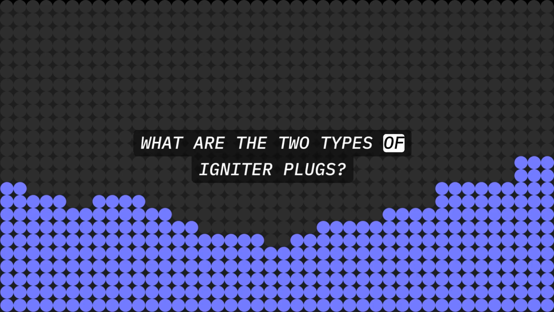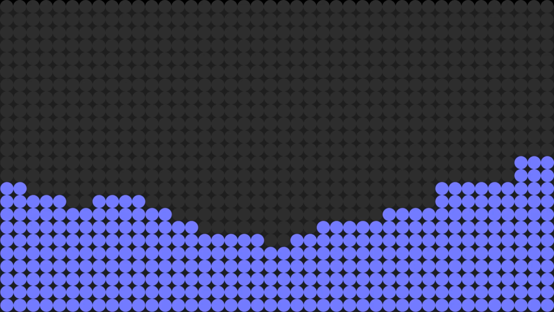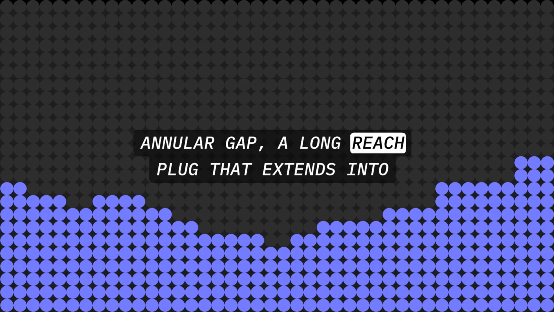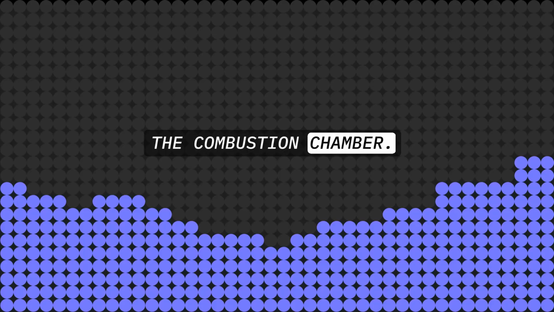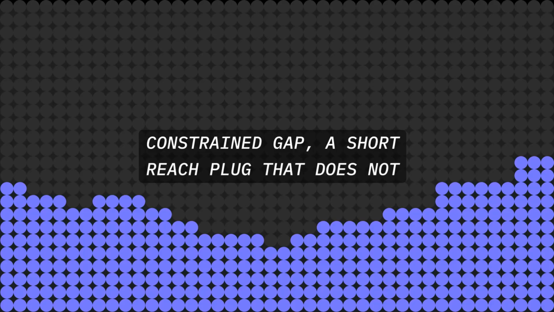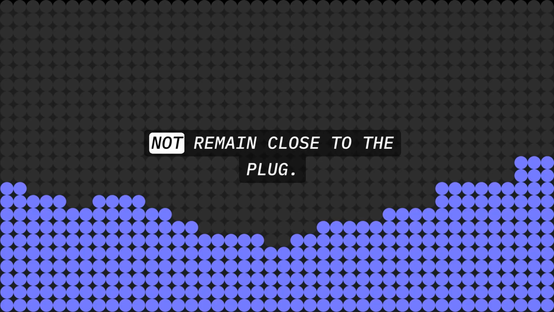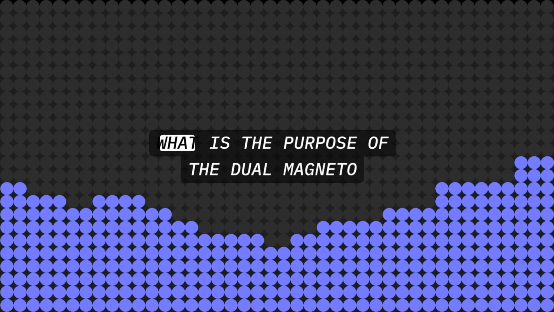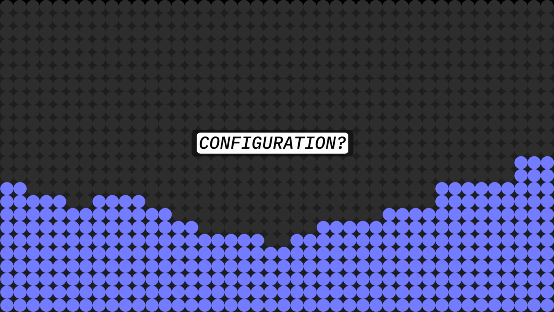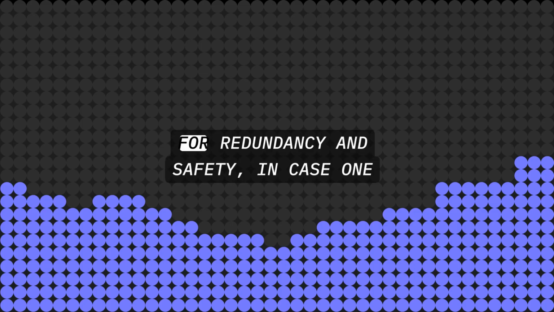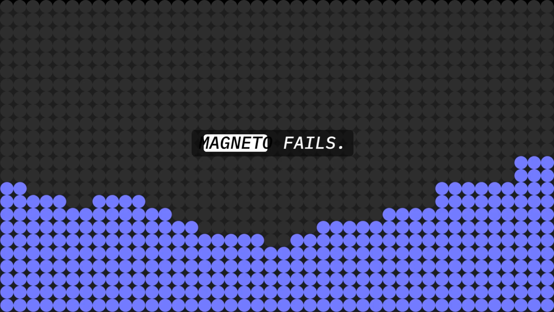What are the two types of igniter plugs? Annular gap, a long-reach plug that extends into the combustion chamber. Constrained gap, a short-reach plug that does not extend into the chamber because the spark does not remain close to the plug. What is the purpose of the dual magneto configuration? For redundancy and safety, in case one magneto fails.